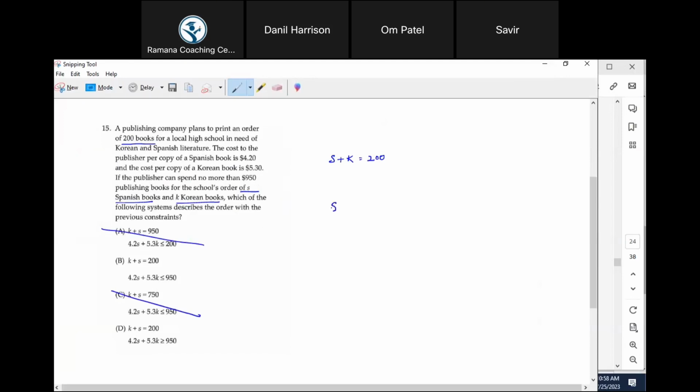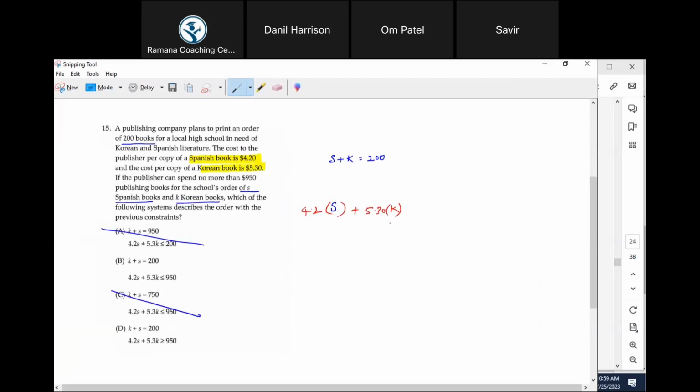S is the number of Spanish books. What is the price of the Spanish book? Don't you multiply the number of Spanish books with 4.2? Correct? And then K is the Korean book. What is the price of the Korean book? So don't you multiply K with the 5.3?